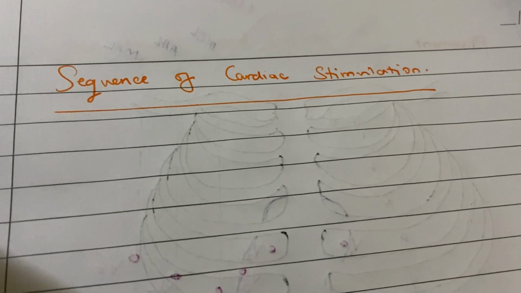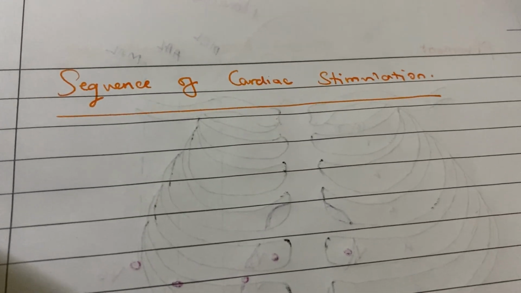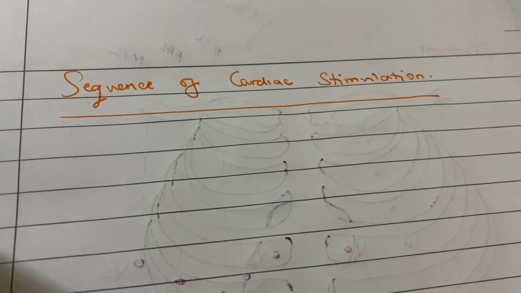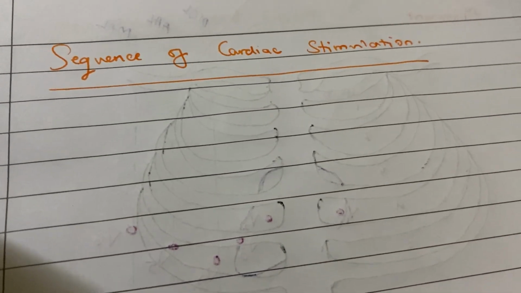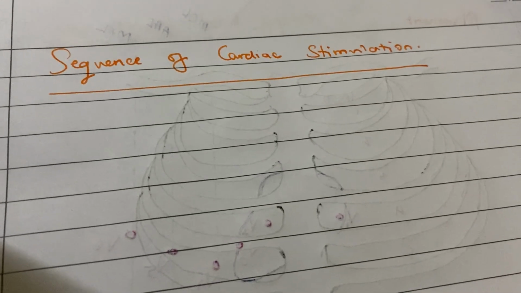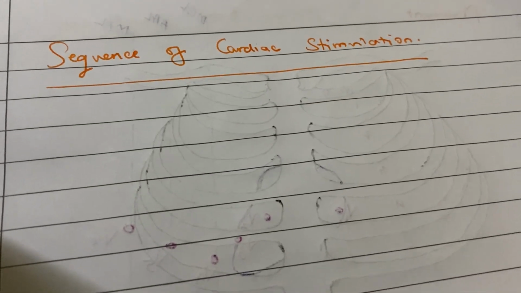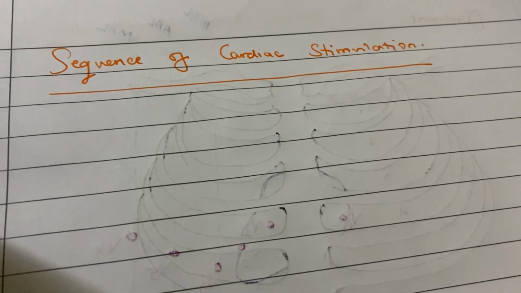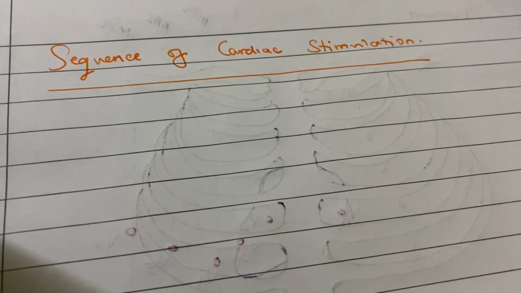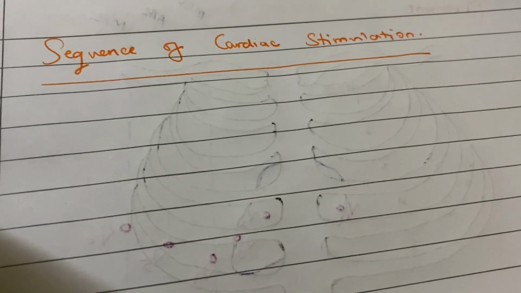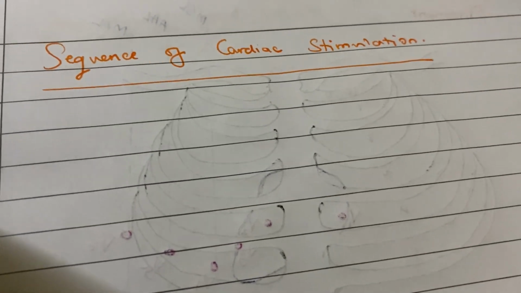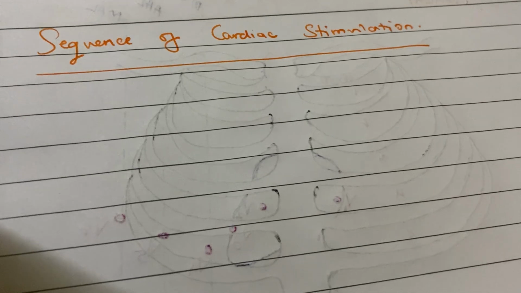So we are going to rewind and go back to the photo we drew of the conduction system. If you didn't watch that video, please go back and look for the action potential of physiology, the cardiac conduction system. You will see that photo and then you will read all the parts. For now, we are just going to see the sequence. We are not going to see anything else.